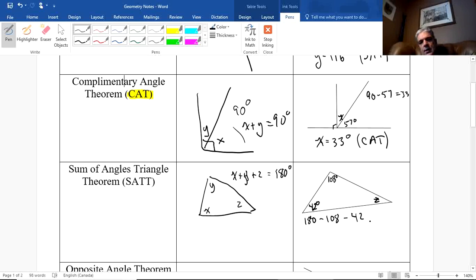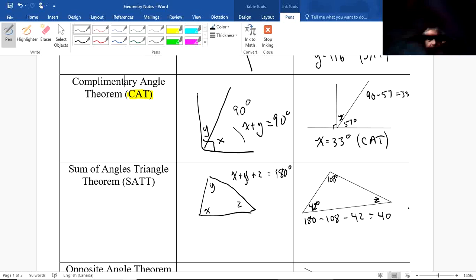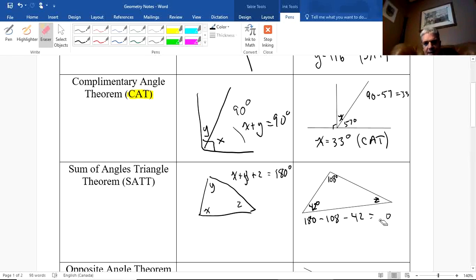And I believe that works out to 40. Let me just double check because I've been known to make some mistakes here. So 180 subtract 108 subtract another 42, and that equals, oh, there you go, 30 degrees, not 40. So good thing I did that for a second, okay? 30 degrees. So we can say z equals 30 degrees.